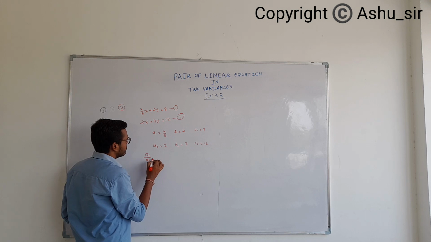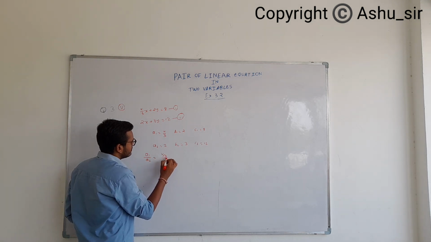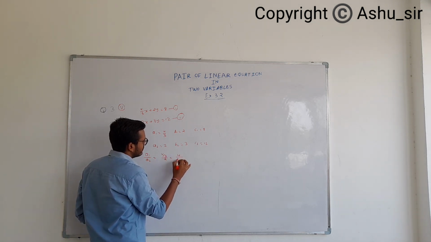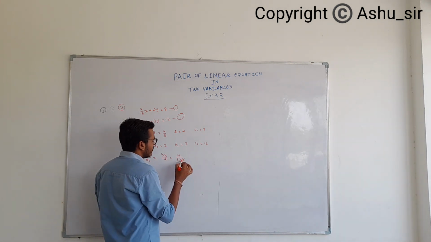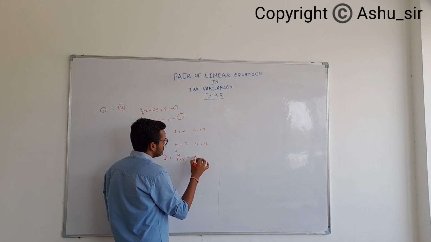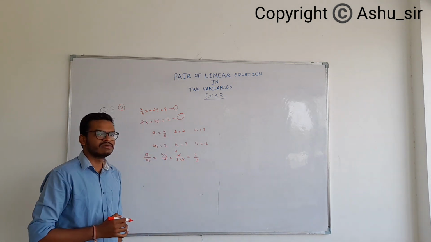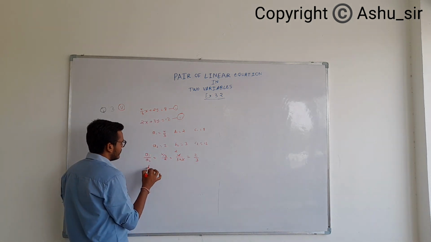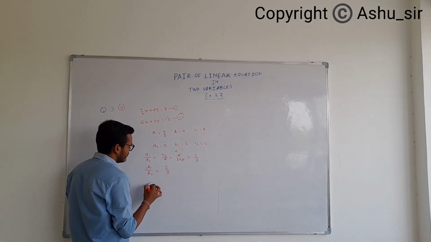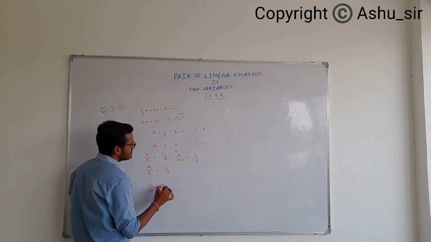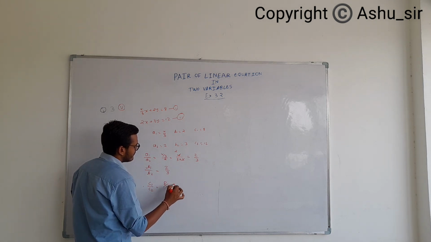A1 upon A2, that is 4 upon 3 whole upon 2. So 4 upon 3 into 2. Now 2 2s are 4, so it is 2 upon 3. A1 upon A2 is 2 upon 3. Now B1 upon B2, it is also 2 upon 3, and C1 upon C2 is 8 upon 12.